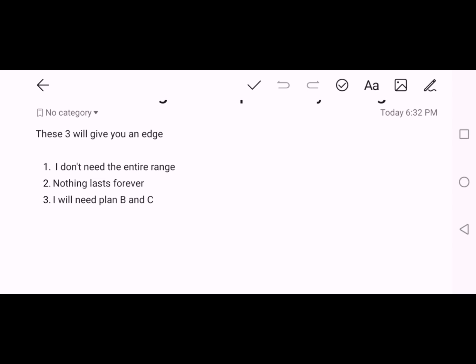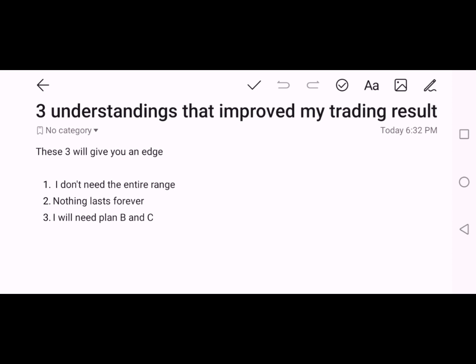So it is advisable for you to take these ideas, practice them, apply them in your backtesting when you are practicing, and see how they can improve your trading.